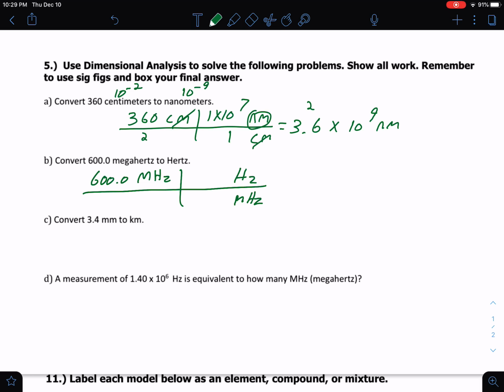I'm going to look on my metric scale. Megahertz is going to be 10 to the 6th power, and hertz is a base, which is 10 to the 0. That means megahertz is going to be bigger, so I'm going to set that as 1. Then I'm going to count how many spots it takes to get from 6 to 0, and that's going to be 6. So 1 times 10 to the 6th. Now I'm just going to multiply that, so 600 times 1 times 10 to the 6th.